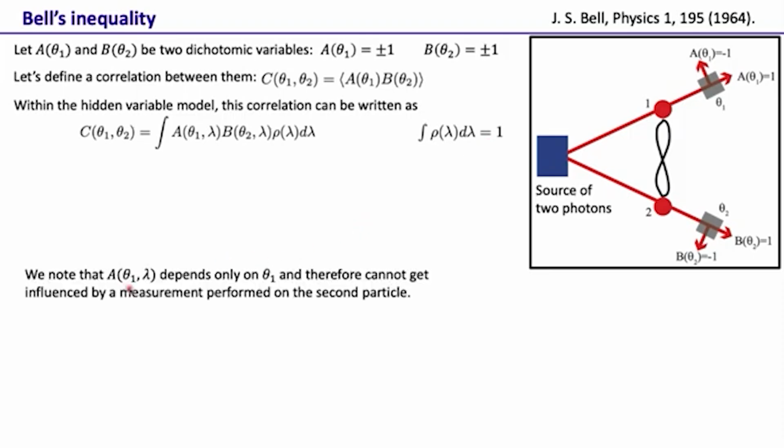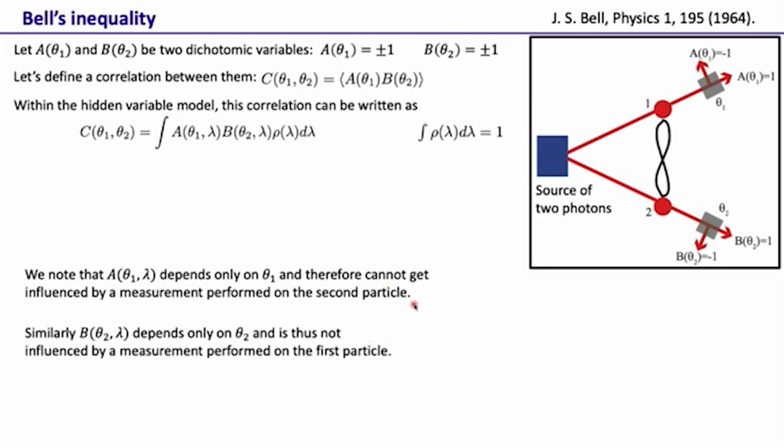Okay, now here we note that A theta 1 lambda, that means the value of A theta 1 when the hidden variable is lambda, depends only on theta 1. Of course, it doesn't depend on theta 2. Anything we do here does nothing to the value that we get over here. Similarly, B theta 2 lambda doesn't depend on theta 1 and depends only on theta 2. Therefore, any measurement we do here doesn't have any effect on the measurements done over there. So this is making the locality assumption.